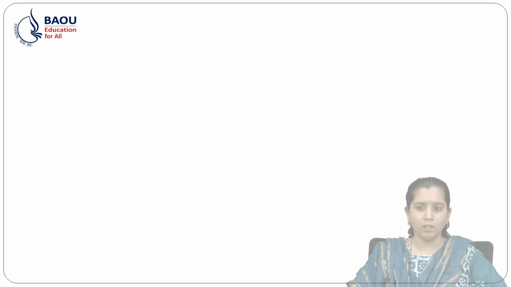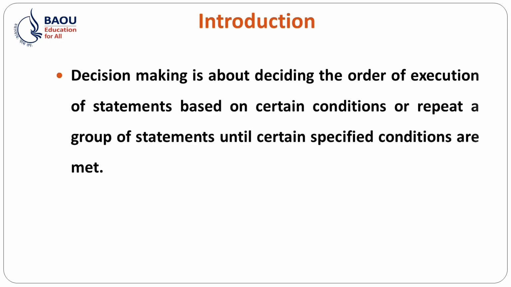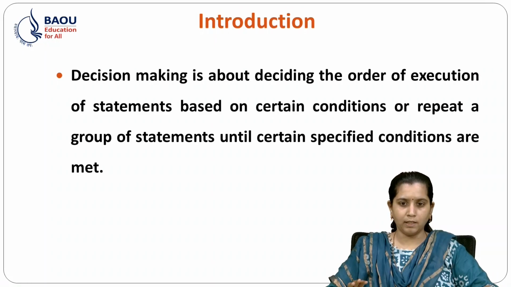So, in today's lecture, we are going to learn about two things, that is decision making statements and types of decision making statements, that is if and switch. What is decision making? Decision making is about deciding the order of execution of statements based on certain conditions, or repeat a group of statements until certain specified conditions are met.